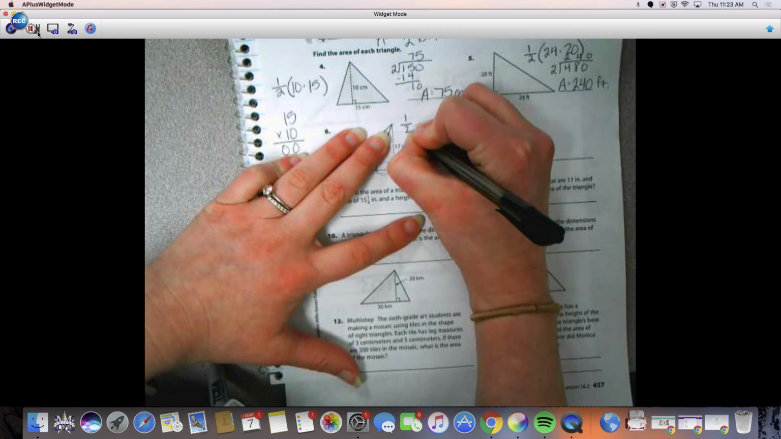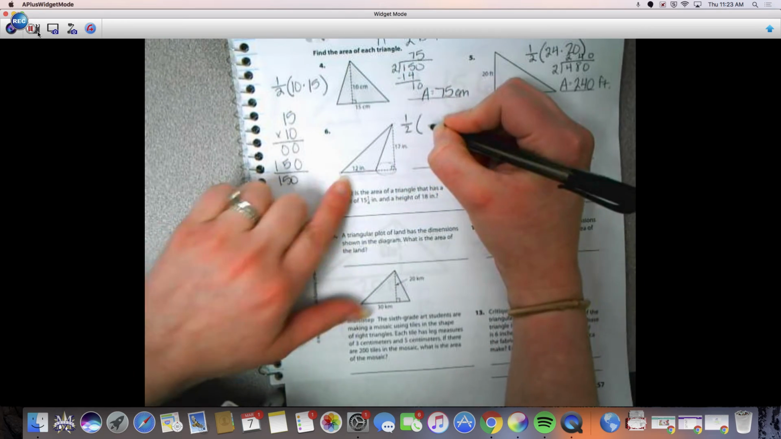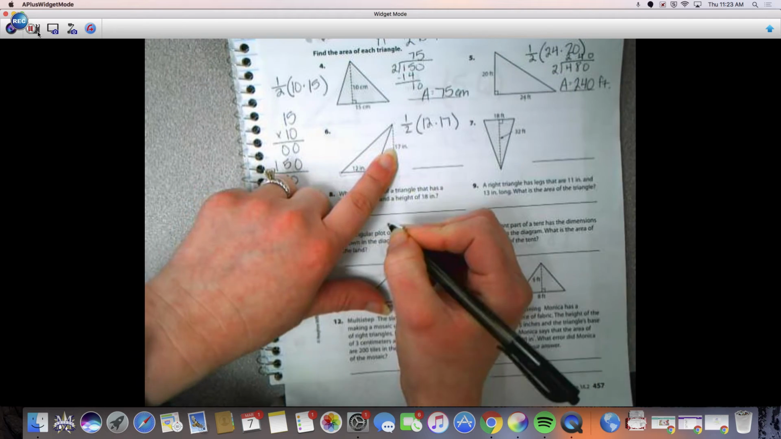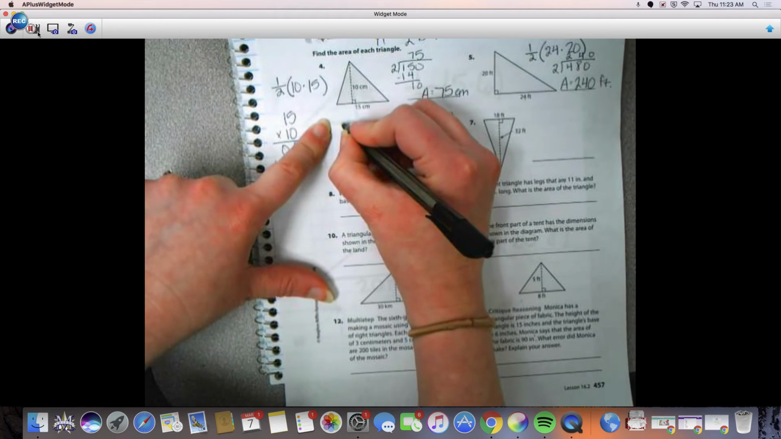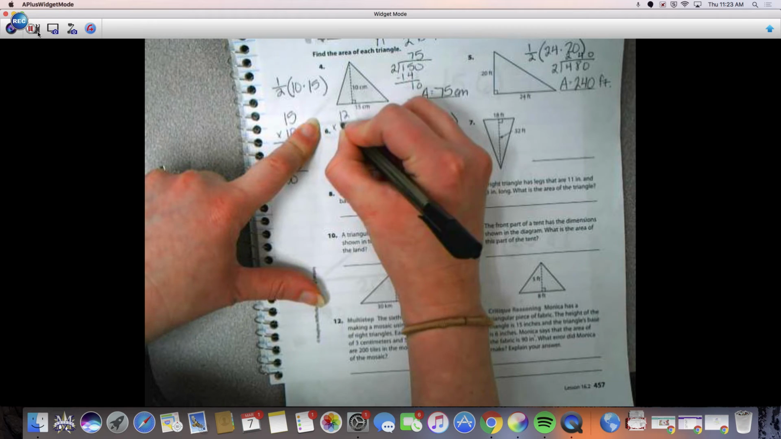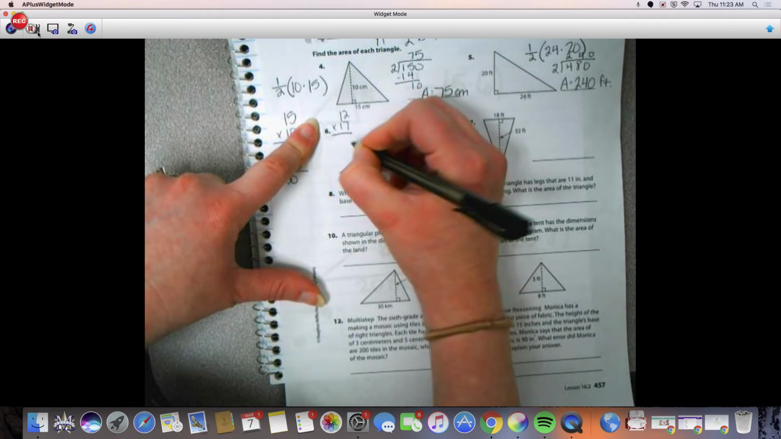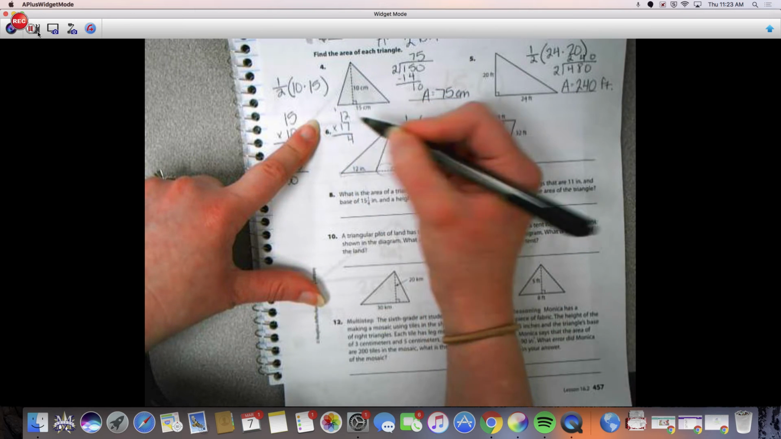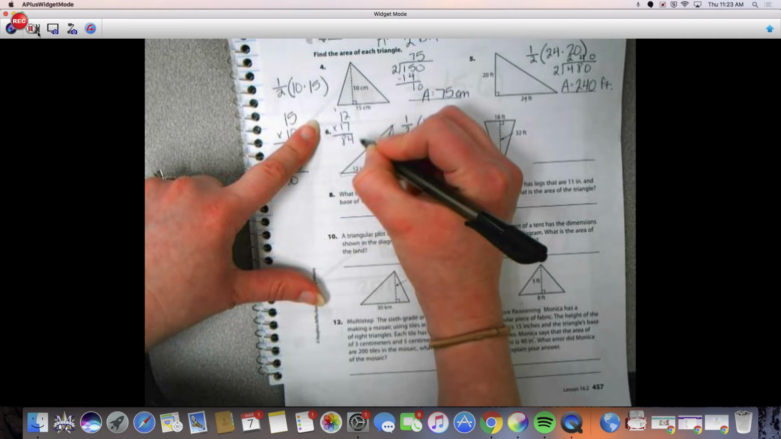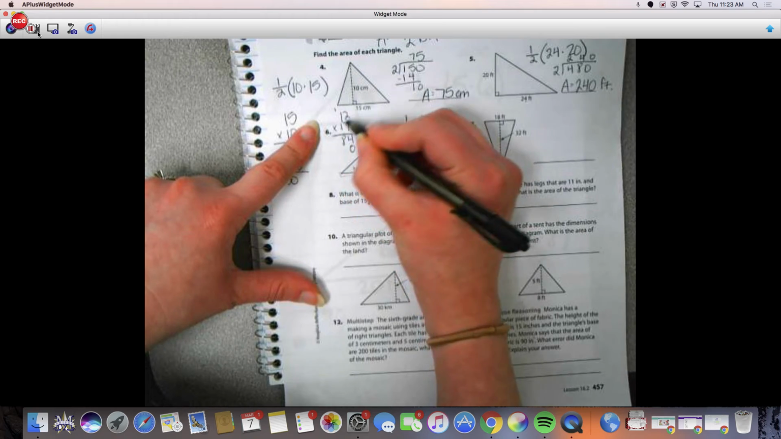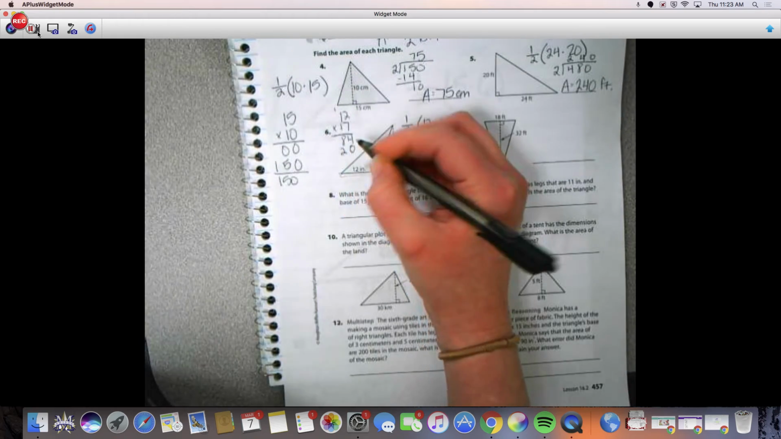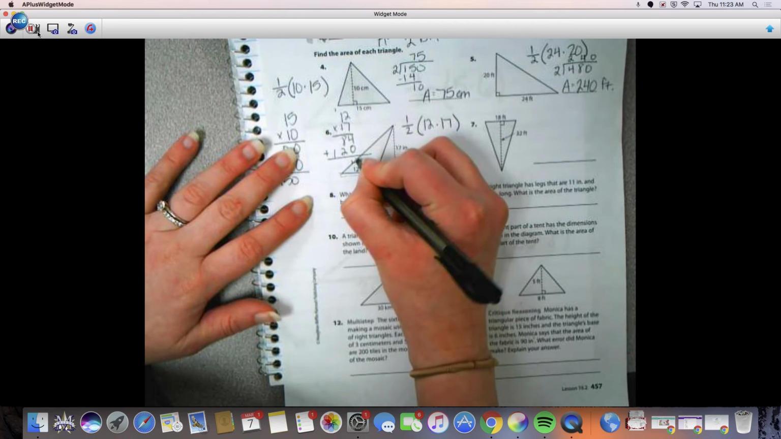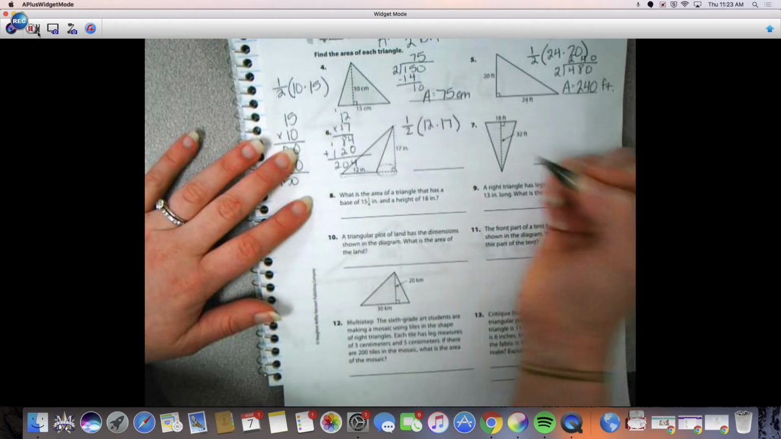Okay? So we have 1/2 times base, which is 12, times 17. So I'm going to scoot over here and do 12 times 17. 7 times 2 is 14. Carry my 1. 7 times 1 is 7, plus 1 is 8. Add my 0. 1 times 2 is 2. 1 times 1 is 1. I add them up, and I get 204.